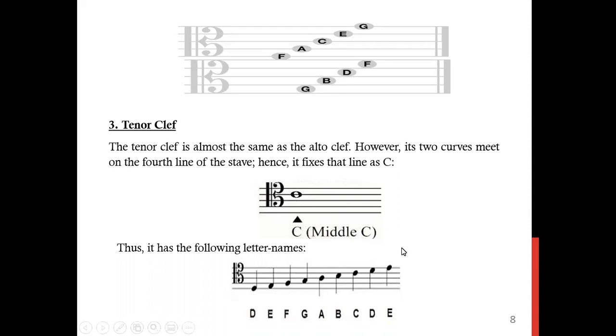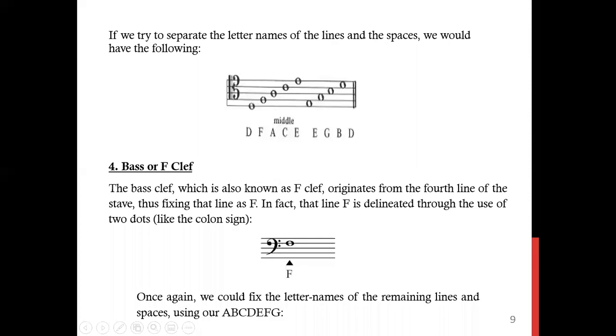Let's disintegrate it as well into lines and spaces. You're going to have D, F, A, C, E as the lines. And then the spaces are going to be E, G, B, D. Okay, so that's what you have on a tenor stave.